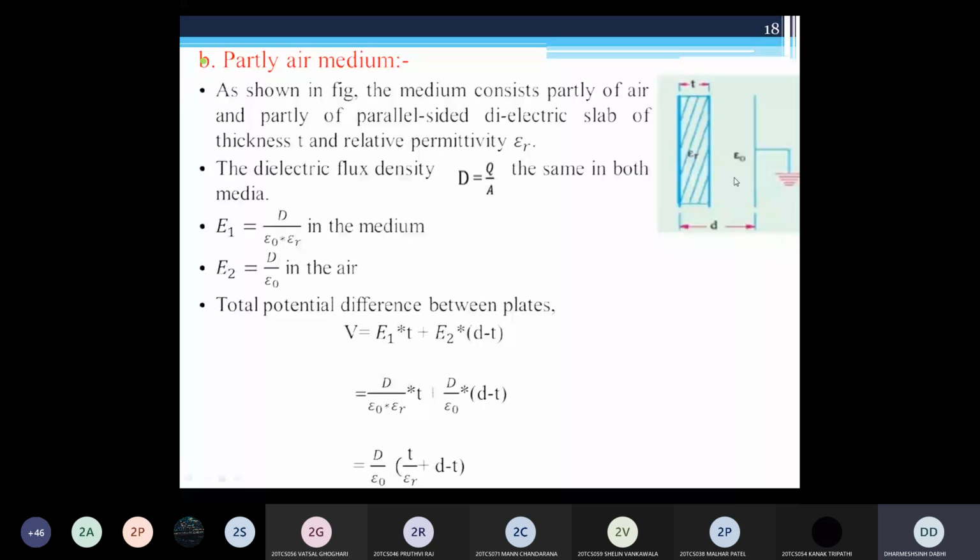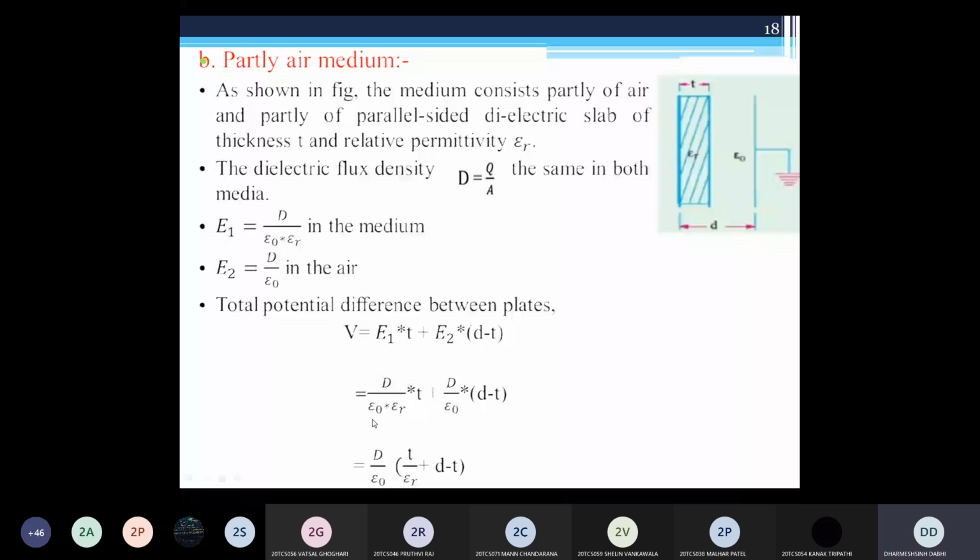But in the air, the electric field strength is equal to D by epsilon 0, because in air ER, the relative permittivity, is 1. So what is the potential difference between these two plates? Suppose we assume it is V. It is the potential difference across this insulating material, which has a thickness of T, plus the voltage difference across the air medium between the two plates.